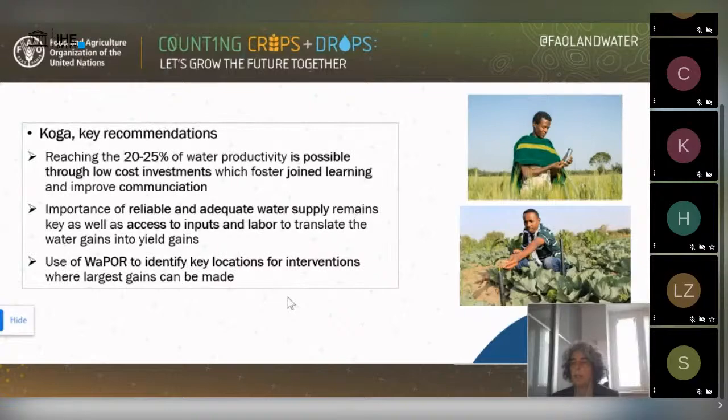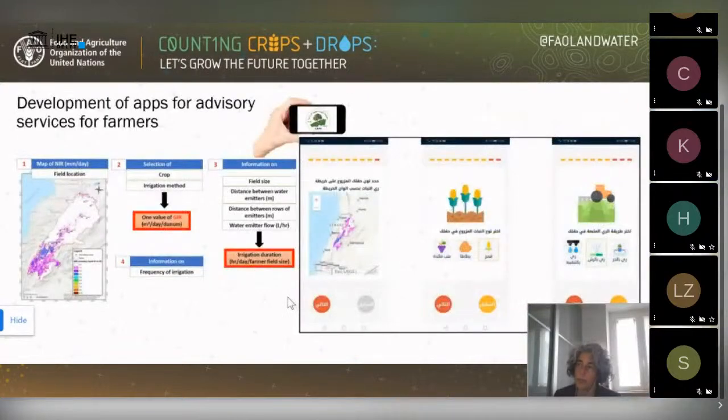So in one situation, it could be a simpler technology, simpler in the sense that it doesn't rely on ICT technologies, but in other cases, it can be, of course, smartphone applications like the one they developed in Lebanon to provide advisory services to farmers. And I think you will hear more about this one.